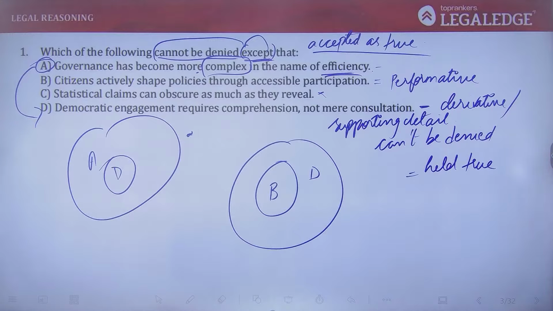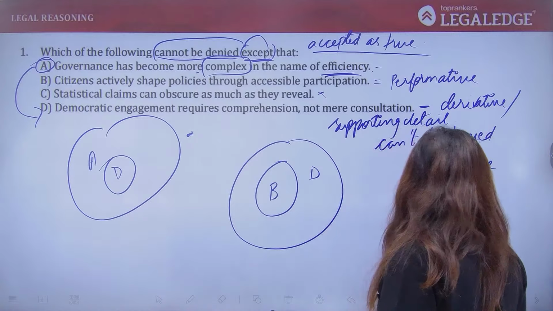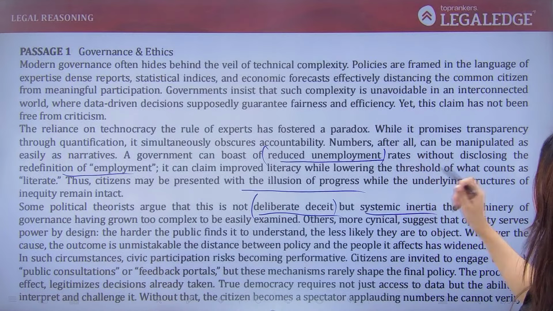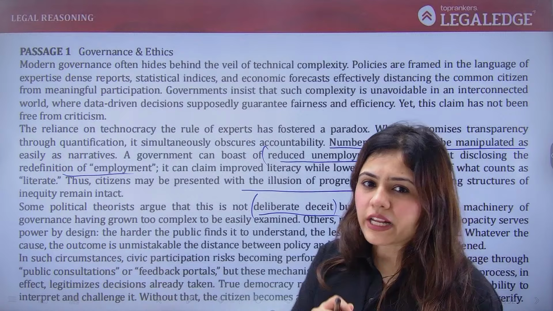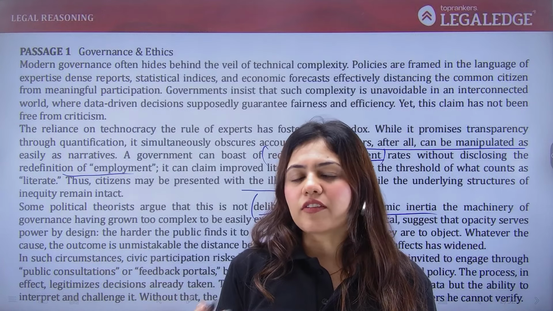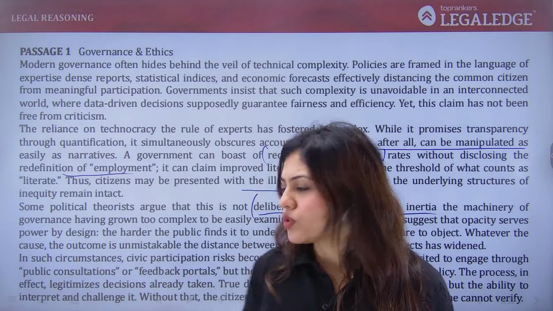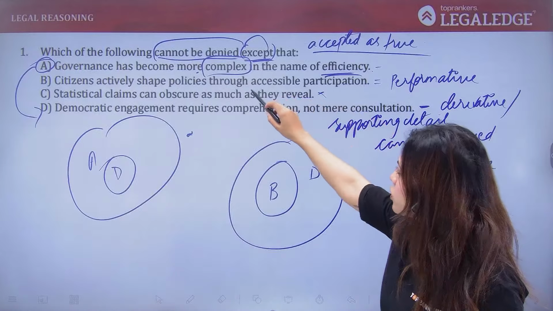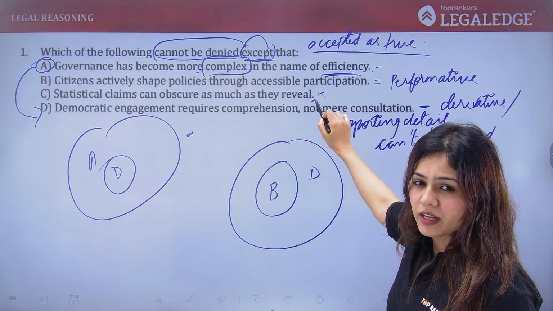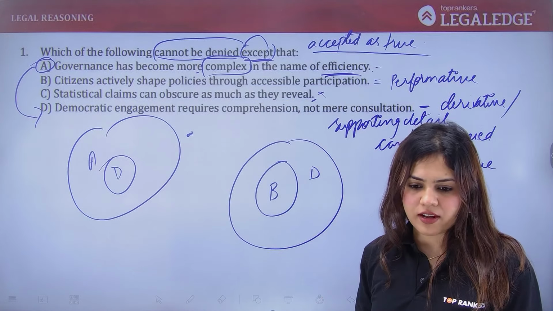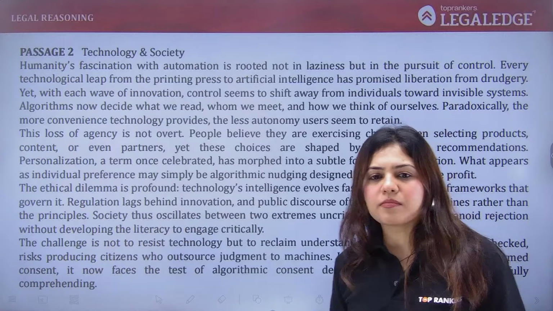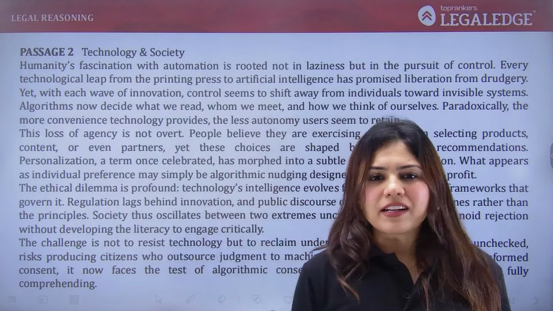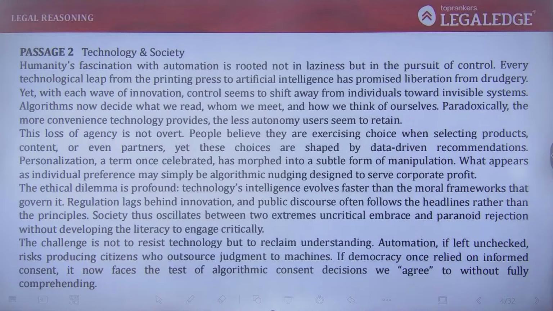Okay? So coming back to statistical claims, look at this. When we talk about numbers, here they have talked about it only and only in negative terms. They did not even talk about its positive outcomes. So in this option, option C, both positive and negative have been discussed, whereas in the passage only the negative is discussed. Okay? Obscure means making something unclear, something that hides the truth. Okay? Now, moving to the next one.